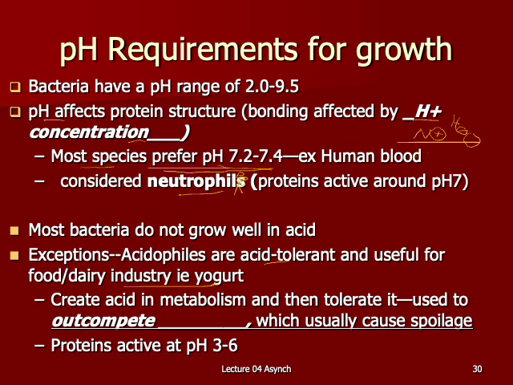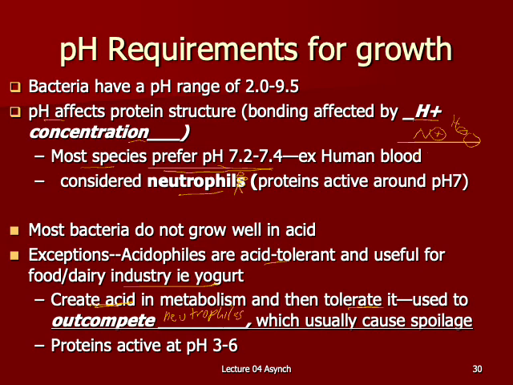So acidophiles are used because they produce the acid in metabolism. They create it in their environment, and they tolerate it. So they produce it, and they tolerate the acid they produce. Now, why do they do that? Because it's a dog-eat-dog world. It's a competitive world. Most of the bacteria in, for instance, milk are neutrophiles. But if the acidophiles create a lot of acid, the neutrophiles can't grow. So this allows them to outcompete the neutrophiles.